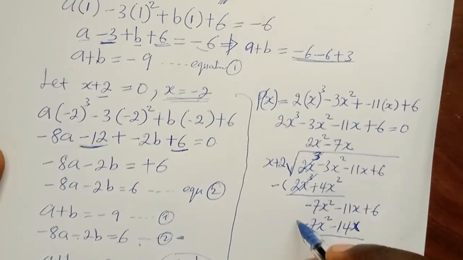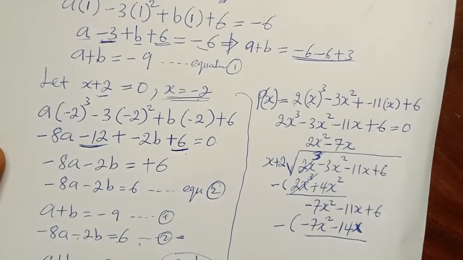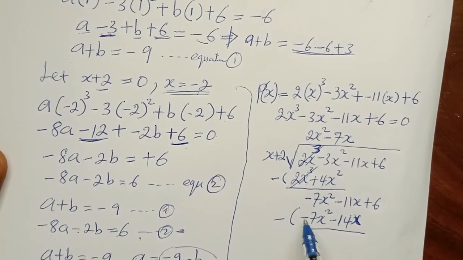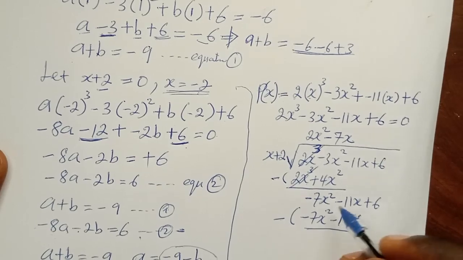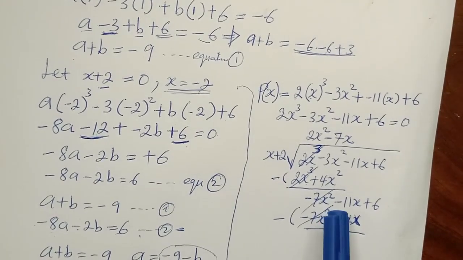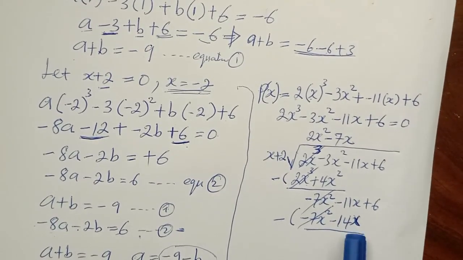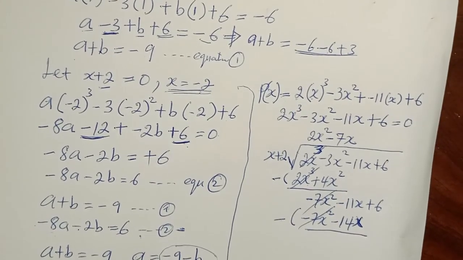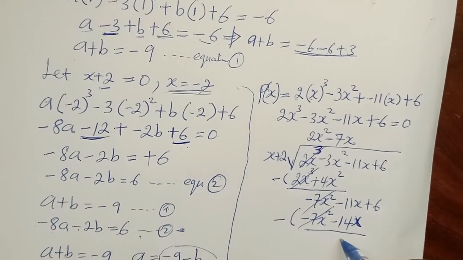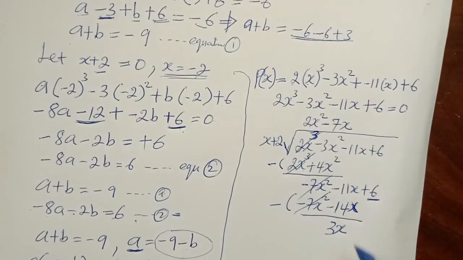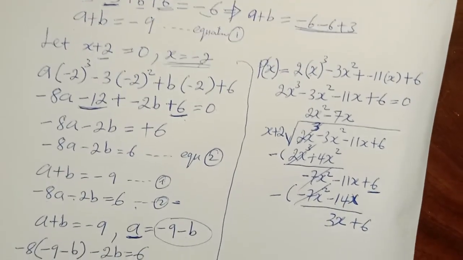Now we should subtract again. Minus 7x squared minus minus 7x squared: minus times minus is plus, and it cancels, so this is taken off. So we are left with minus 11x minus minus 14x. Minus times minus gives us plus 14x. Plus 14 minus 11 gives us plus 3x. So we have 3x here, and nothing is left. We just bring down this 6 again. Plus 6.